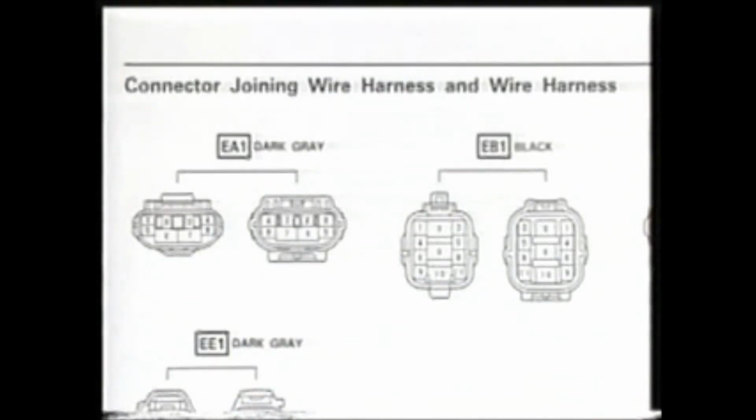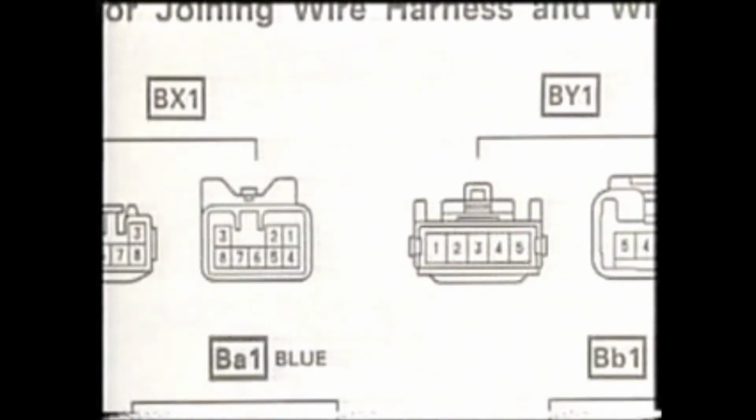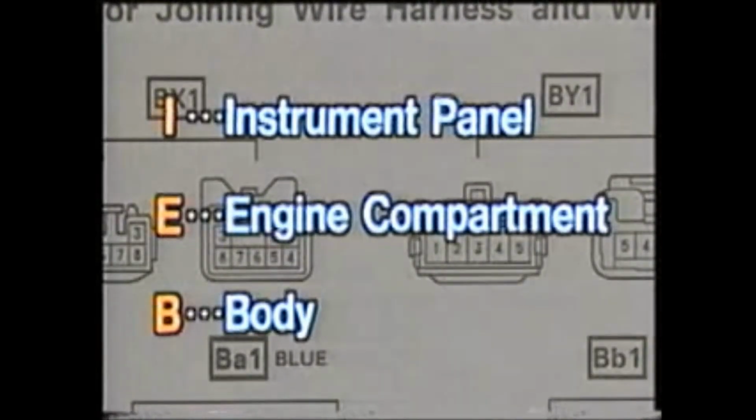The harness-to-harness connectors are indicated by a rectangle, and the grounding points are indicated by an inverted triangle. The splice points explained earlier are indicated with an octagon to show their locations. With harness-to-harness connectors, the configuration and color are also displayed. The letter at the beginning of each symbol indicates the position in the car. For example, I indicates the instrument panel, E indicates the engine compartment, and B indicates the body.